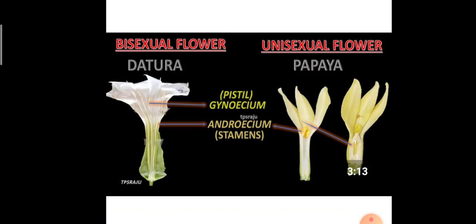Some examples of bisexual flowers are datura, as given in the picture, rose, china rose, and sunflower. These are the main common examples of bisexual flowers.